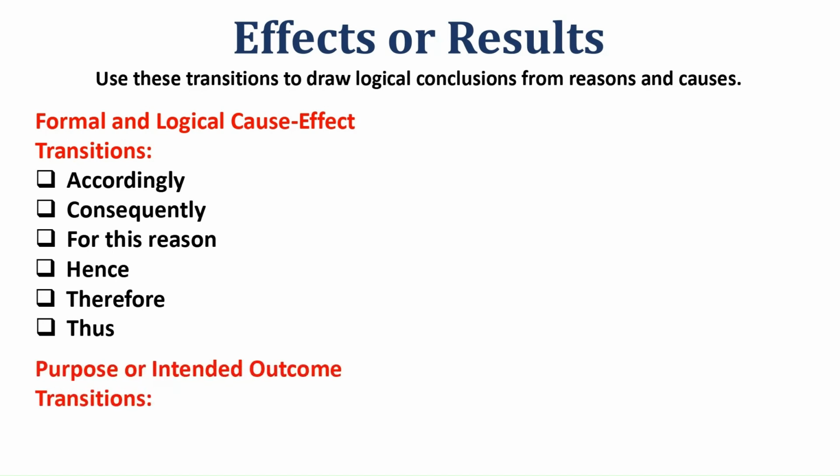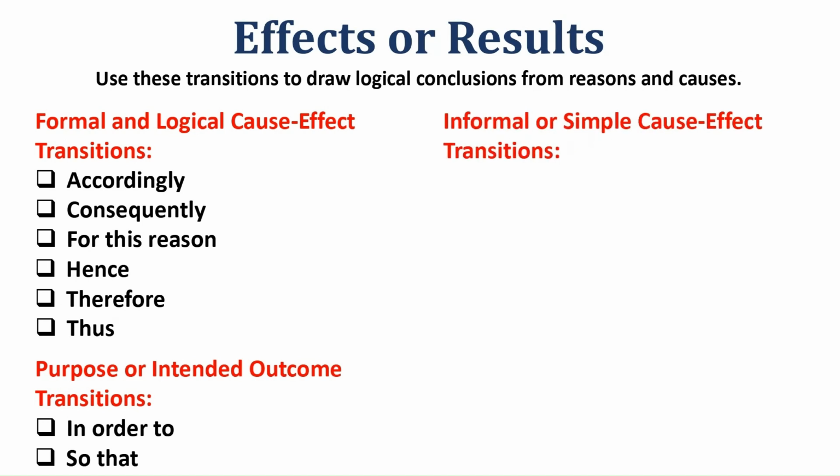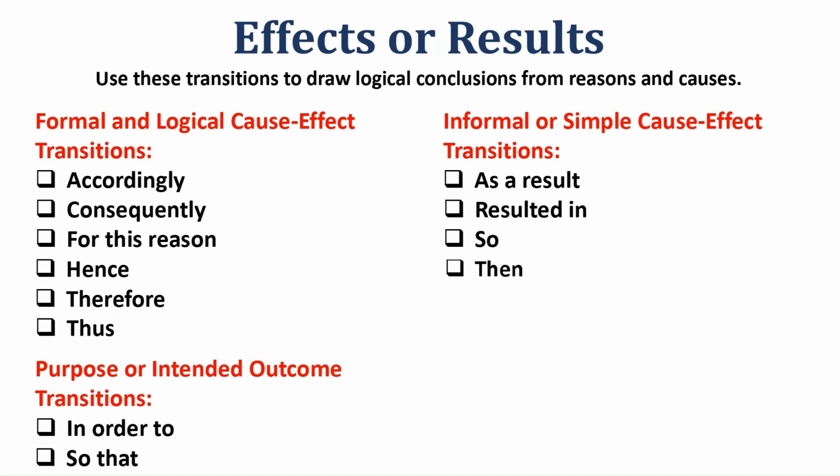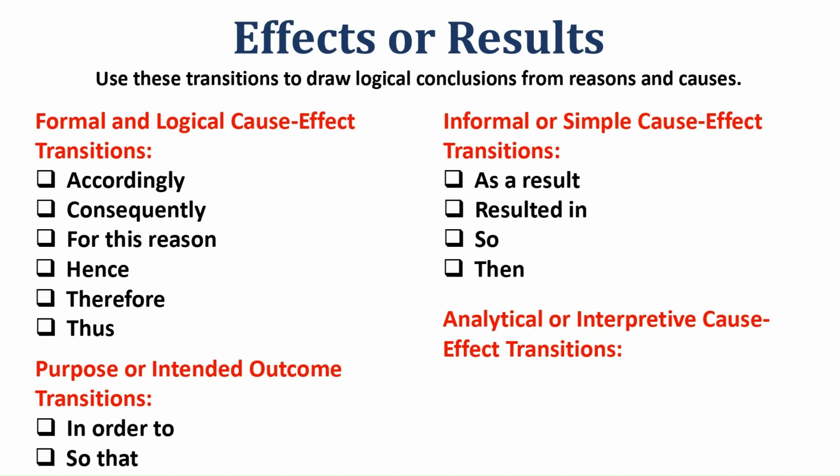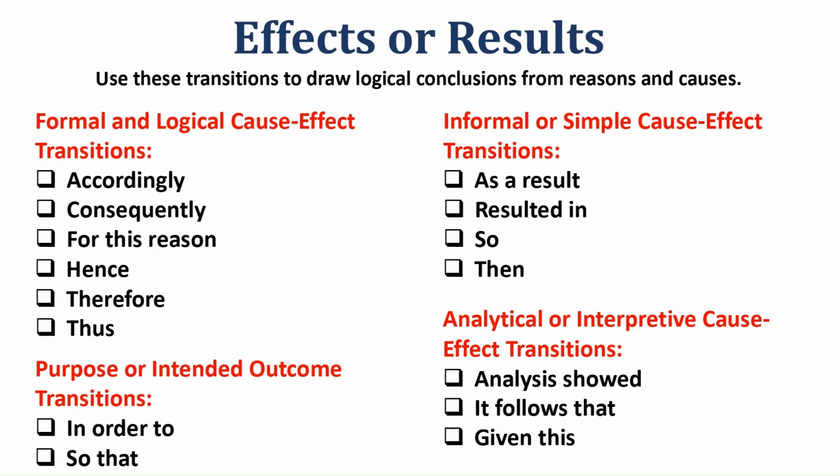Purpose or intended outcome transitions: in order to, so that. Informal or simple cause-effect transitions: as a result, resulted in, so, then. Analytical or interpretive cause-effect transitions: analysis showed, it follows that, given this.